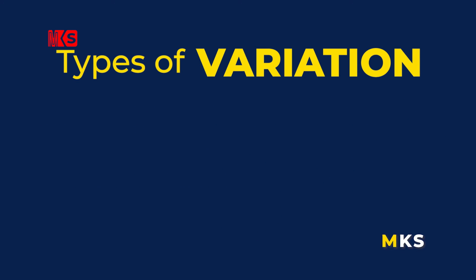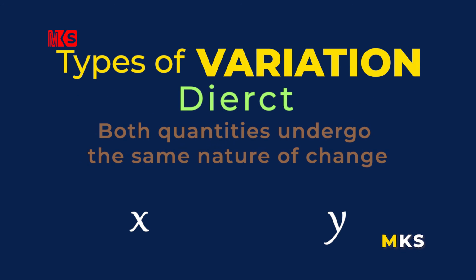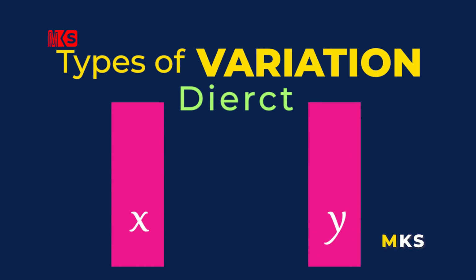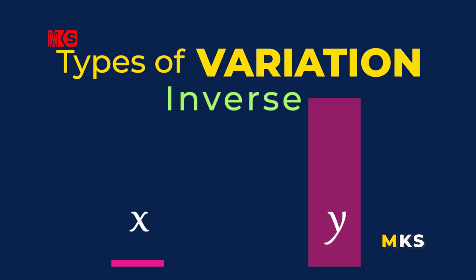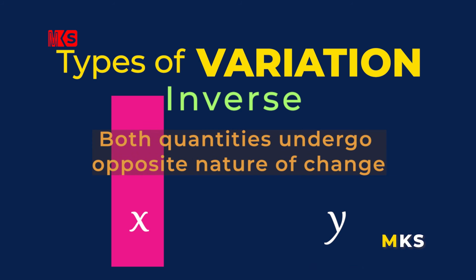Types of variations. Two types of variations are there: direct variation and inverse variation. In direct variation, both quantities undergo the same nature of change. If one of the two quantities is increased, the other will increase. They will have the same nature of change. If one of them is decreased, the other will be decreased also. In case of inverse variation, if one is increased, the other will be decreased. They have opposite sense of change, and vice versa.